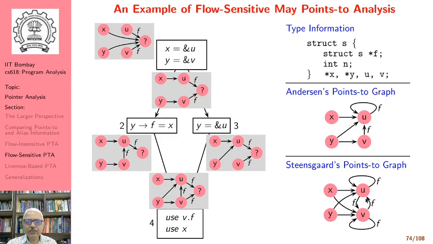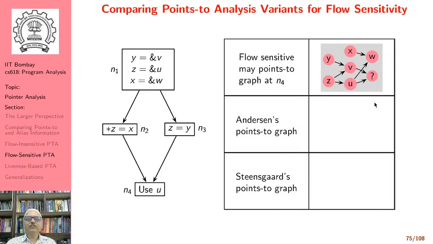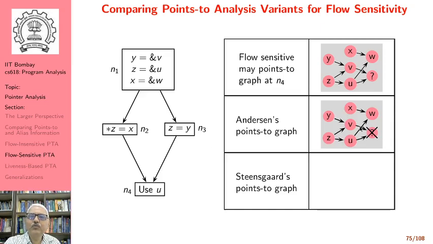We want to compare this points-to graph with the Anderson's points-to graph and Steensgaard's points-to graph. The first observation is that there is no self loop here. Anderson's points-to graph has this self loop. It shows why Anderson's points-to analysis is imprecise. So this is the information that we get in the flow sensitive may points-to graph at N4. The Anderson's points-to graph, on the other hand, would not have this question mark field because there is no notion of boundary information in flow insensitive points-to analysis; all pointee sets are assumed to be empty sets.